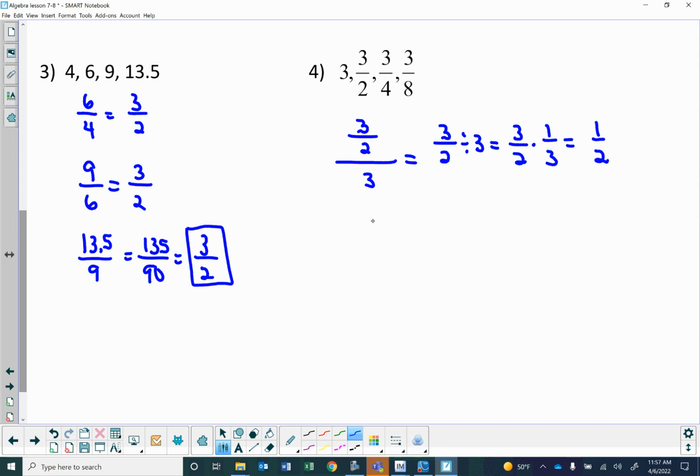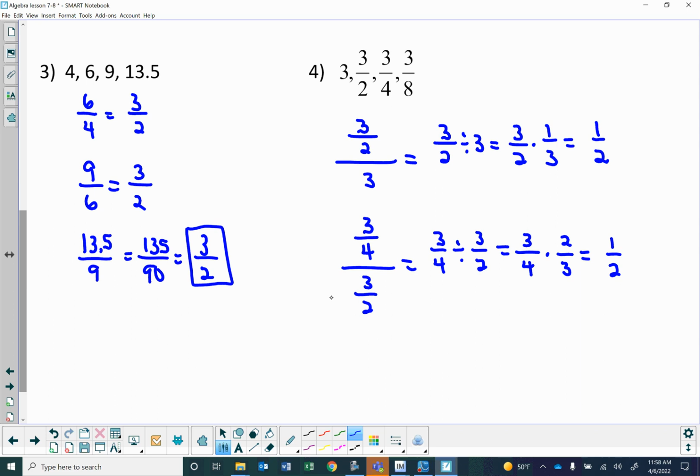And if I take 3/4 and I divide that by 3 halves, remember, to divide a fraction, you multiply by its reciprocal, so 3/4 times 2/3. Okay, 2 goes into 4 twice, 3 goes into itself once, so it becomes 1/2.